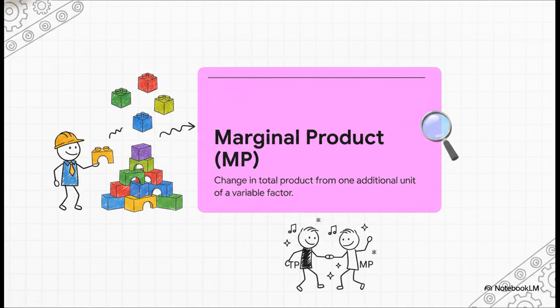Now, meet our second answer, marginal product, or MP. This is the extra stuff you get by adding just one more helper to the team. So, if you hire a new friend and suddenly your factory makes 5 extra toys that day, well, your marginal product for that new worker is exactly 5. And here's the really cool part. TP and MP are totally locked together in this predictable, unbreakable dance.